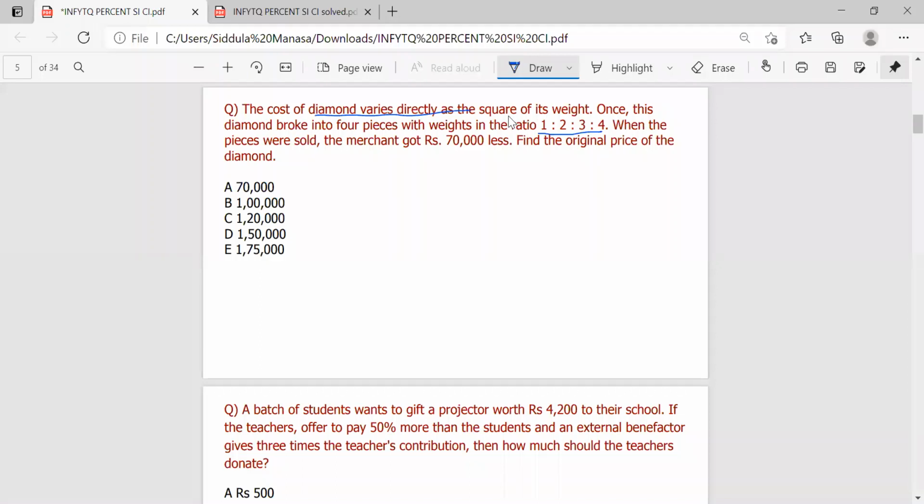So why? Because we have discussed in ratio proportion what is direct proportion, right? So direct proportion means what? Whenever two quantities are in direct proportion, their ratio will be maintained what? Constant. The ratio will be maintained constant.